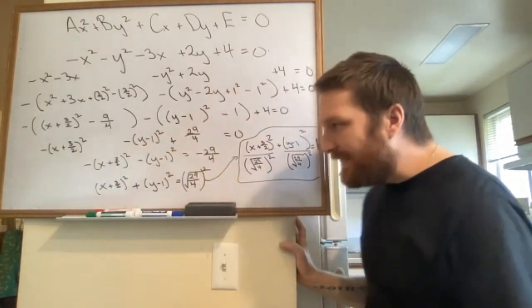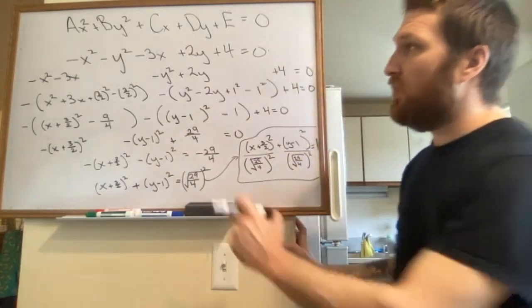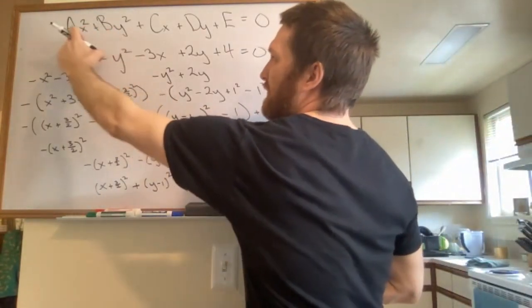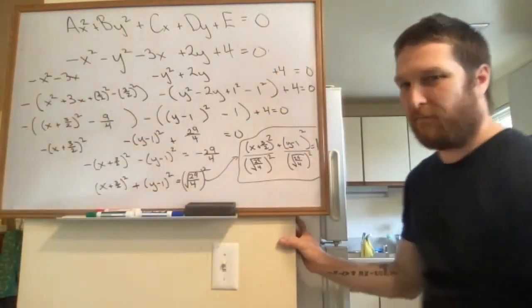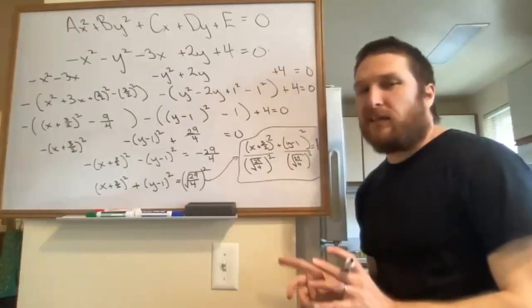And the only time that's not going to be the case is when the a and the b terms are different numbers. In this case, they're the exact same number. It's -1 in front of both of them. And so, but don't look at this.